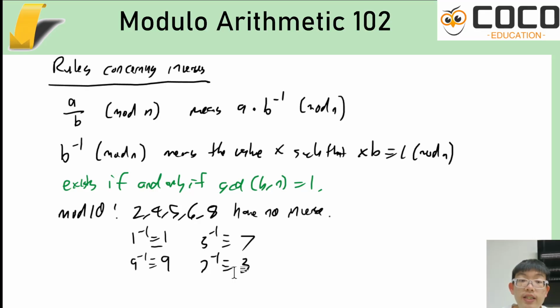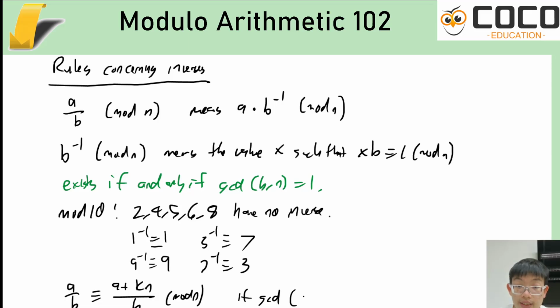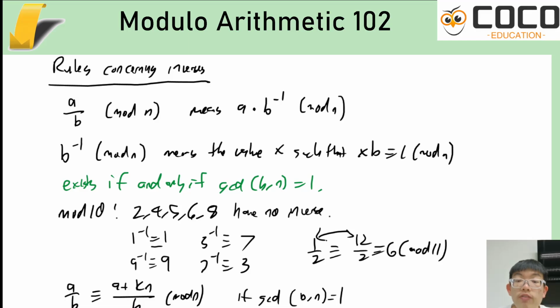How do I find an inverse? Well, you are allowed to say that a over b is congruent to a plus any multiple of n over b, if your fraction even makes sense. So for example, 1/2 is congruent to 12 over 2, which is congruent to 6 mod 11, because 1 and 12 are congruent mod 11 and the base 2 makes sense.